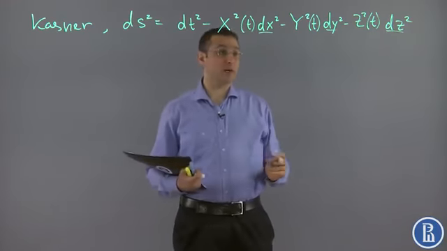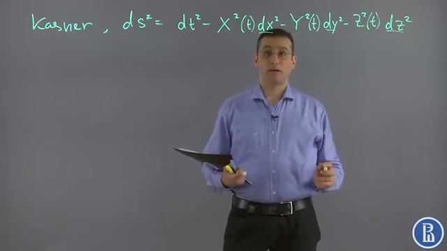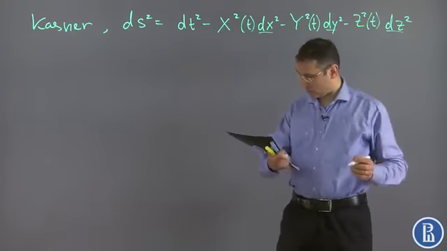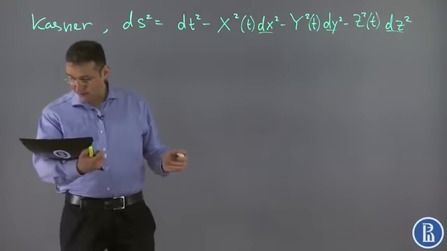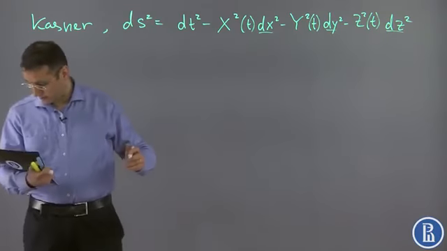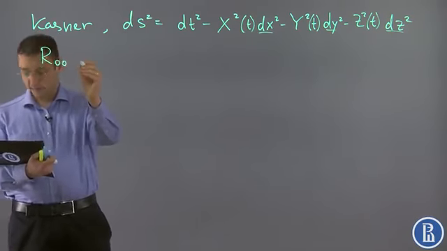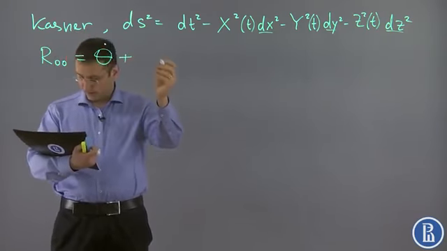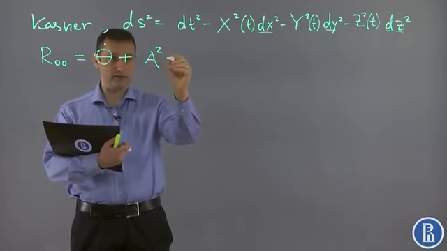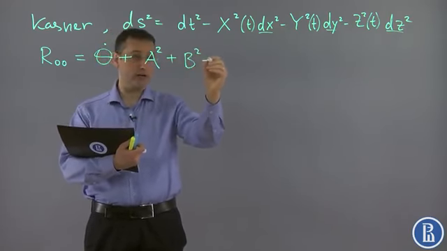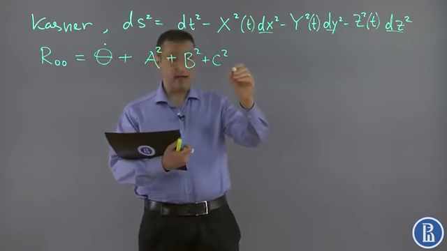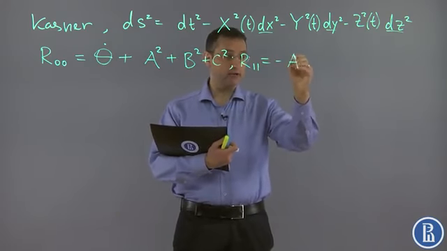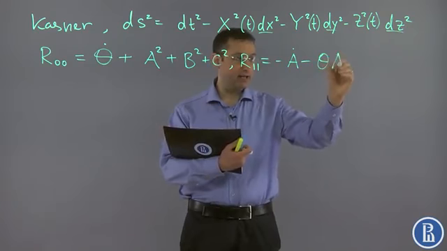So we are going to discuss the vacuum solution, when the energy momentum tensor is 0. For this case, one can calculate the Ricci tensor. The non-trivial components of the Ricci tensor are as follows. R00 is theta dot plus a squared plus b squared plus c squared. The notations I will explain in a moment. And R11 is equal to minus a dot minus theta a.